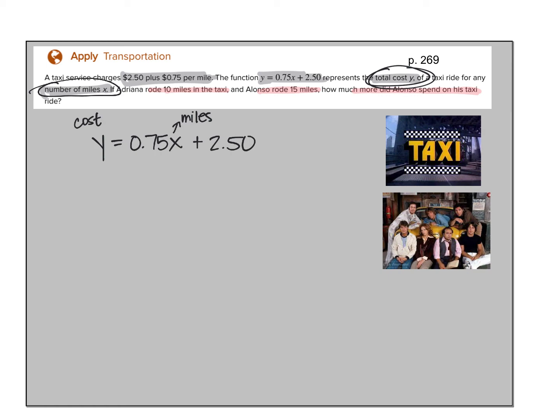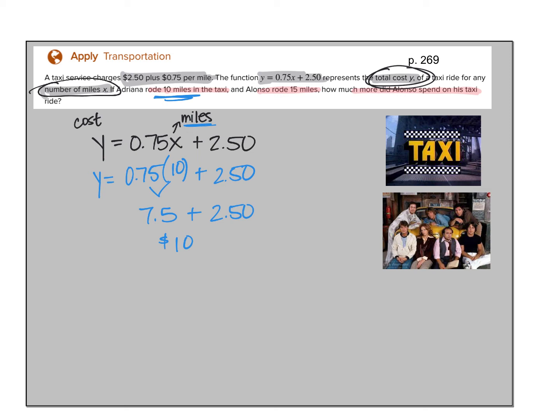So let's start with Adriana. It says Adriana rode 10 miles. Well, if she rode 10 miles, the miles is right here. So instead of an x, I'm going to put a 10 here and see how much it cost her. So it's 75 cents per mile plus the 250. So I need to do 0.75 times 10. If I type that in on my calculator, it's 7.5 plus 250. If I add that up, I end up with $10. So it costs her an even $10 for her ride.